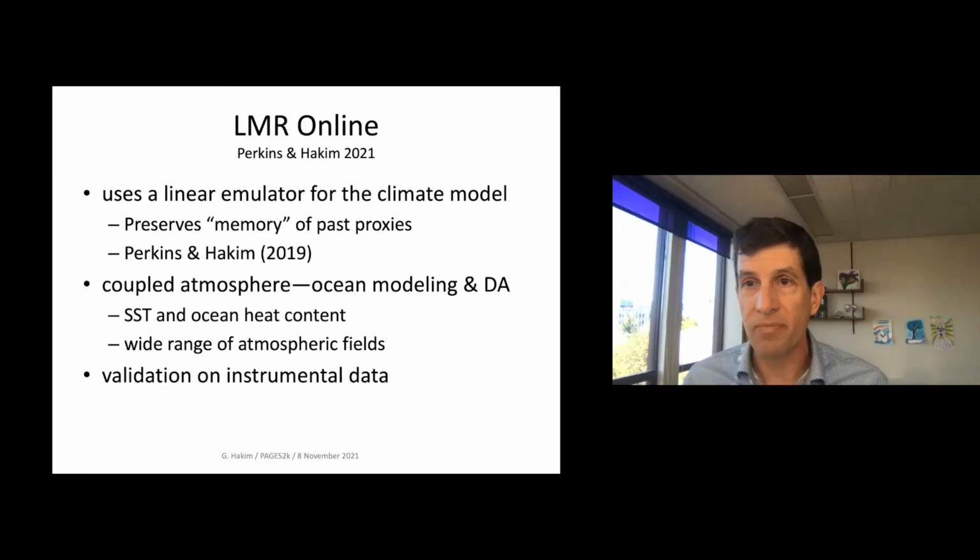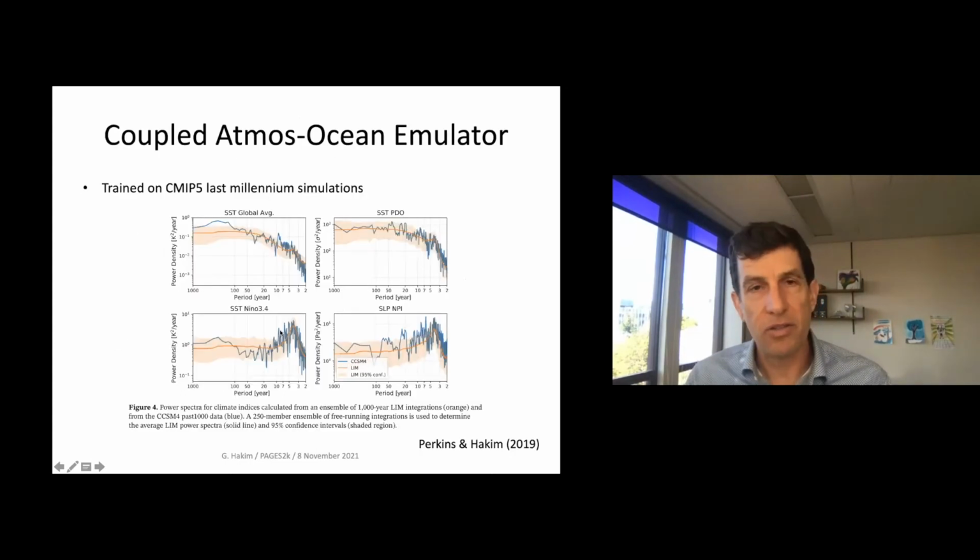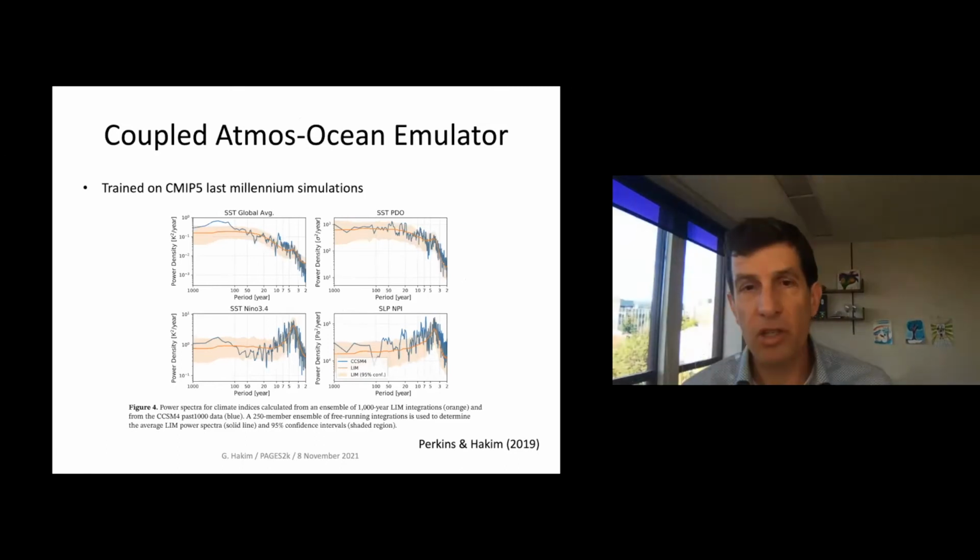That's a bad combination. So we are using emulators now of these climate models to provide lightweight, cost-efficient forecasts. And this allows us to preserve the memory from past proxies. So we're doing coupled atmosphere-ocean modeling and coupled atmosphere-ocean data simulation, which even in the weather world is still a frontier problem. This allows us to reconstruct SST and ocean heat content from primarily terrestrial proxies and validate against instrumental data.